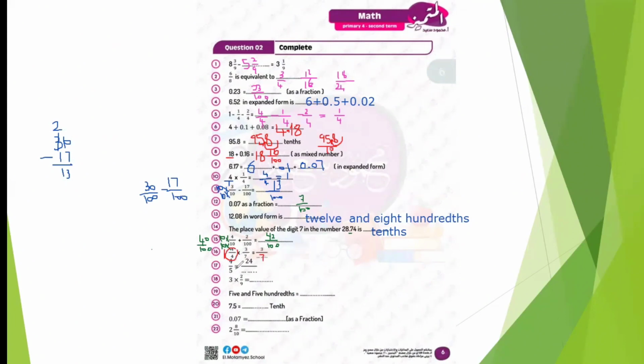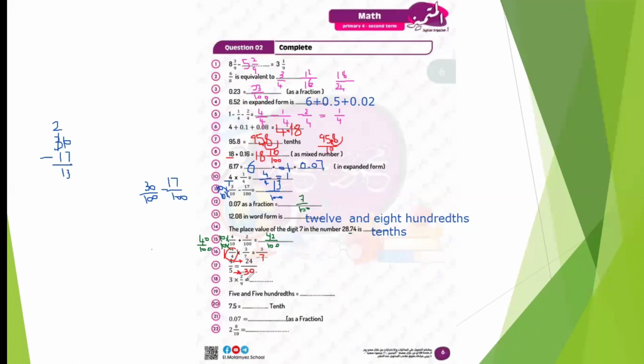Number 17, 4 out of 5 equals 24 out of what? I have to compare. What happened to 4 to be 24? 4 times 6 equals 24. So as I multiply the numerator by 6, I have to multiply the denominator by 6 also. 5 times 6 equals 30.